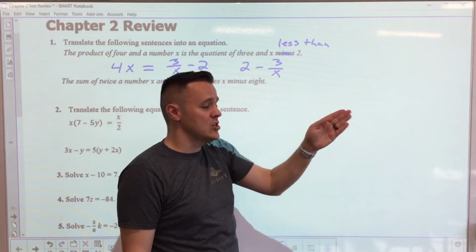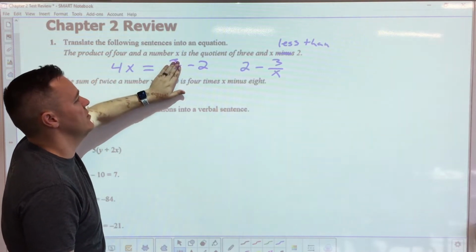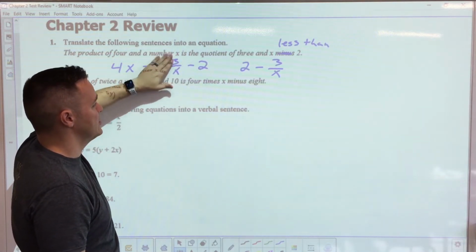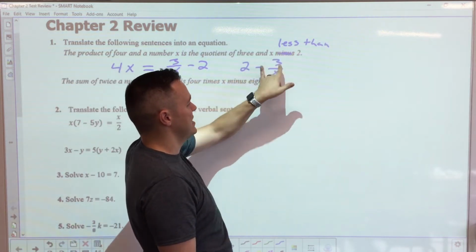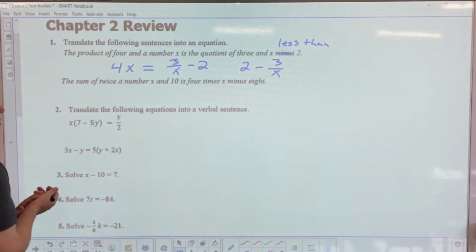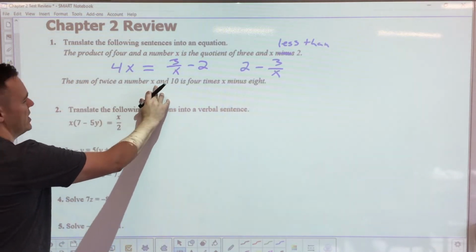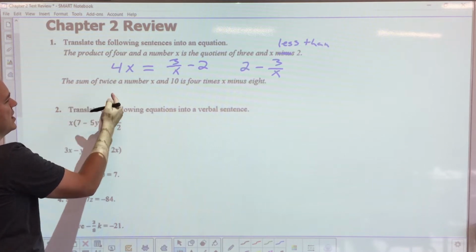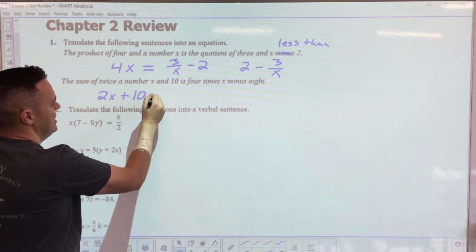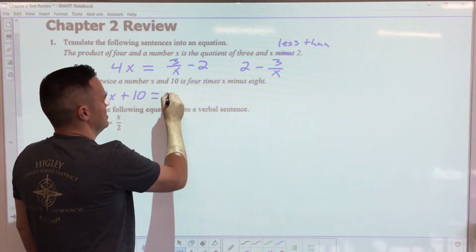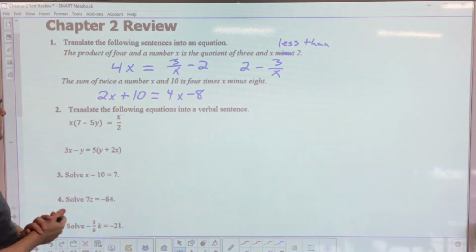On the test, you will see where it says the quotient of, there's two versions. One of them is going to say the quotient of some number and x or y, and then it'll say less than. And if it says less than, make sure you flip it around, okay? I want to make sure everybody that gets that version of the test doesn't get it wrong. The sum of twice the number x and 10 is 4 times x minus 8. Pretty much how it's written, okay?